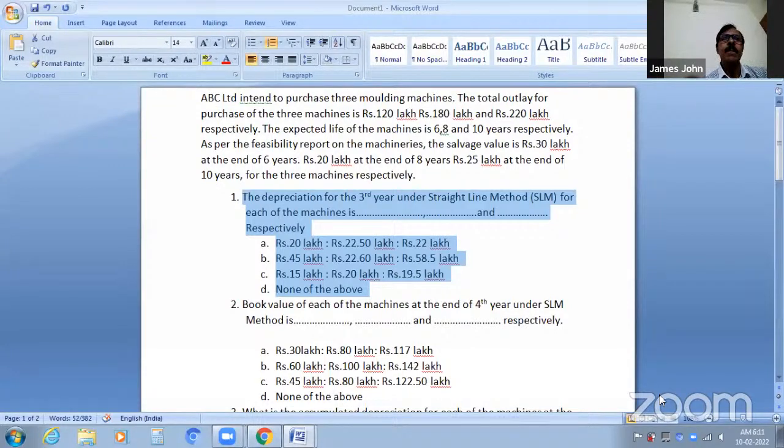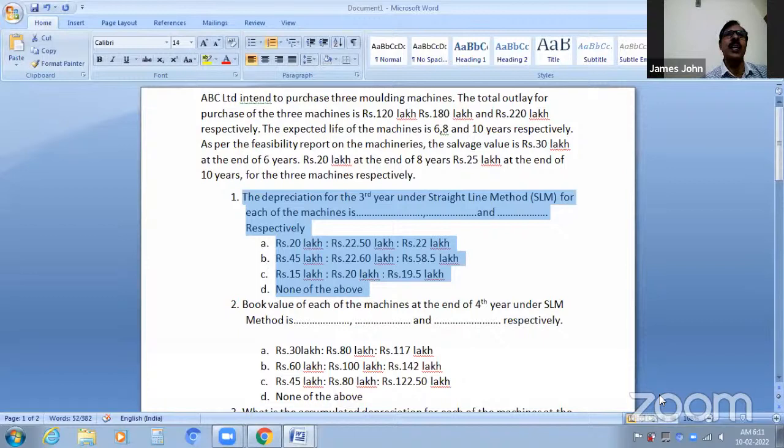There is a confusion. What is the significance of the 3rd year here? Sir, in that case, the depreciation can be 19.5 into 3. Then that is to be deducted from this 220 lakhs. That will be the outstanding book value. So that's a different thing.